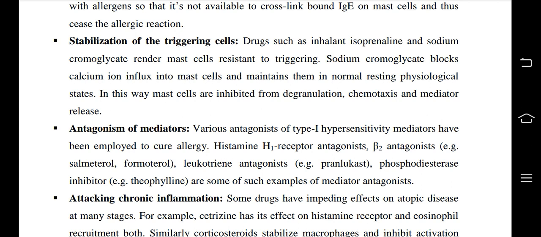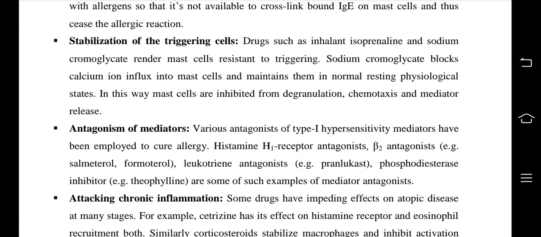Then stabilization of the triggering cells. Drugs such as inhalant isoprenaline and sodium chromoglycate render mast cells resistant to triggering. Sodium chromoglycate blocks calcium ion influx into mast cells and maintains them in a normal resting physiological state. In this way, mast cells are inhibited from degranulation, chemotaxis, and mediator release.